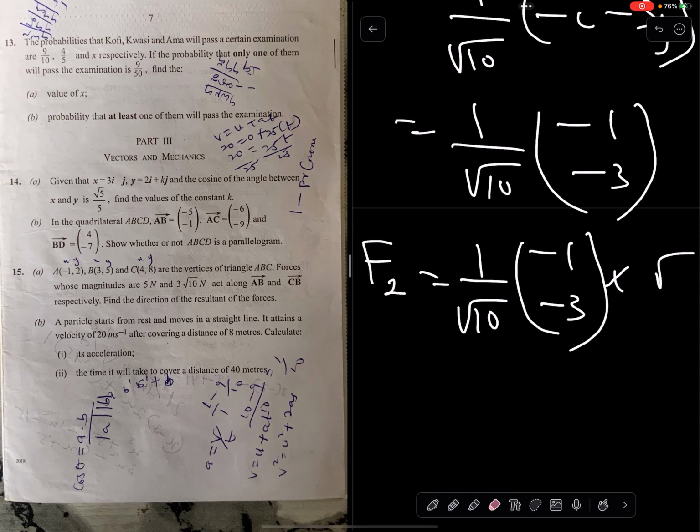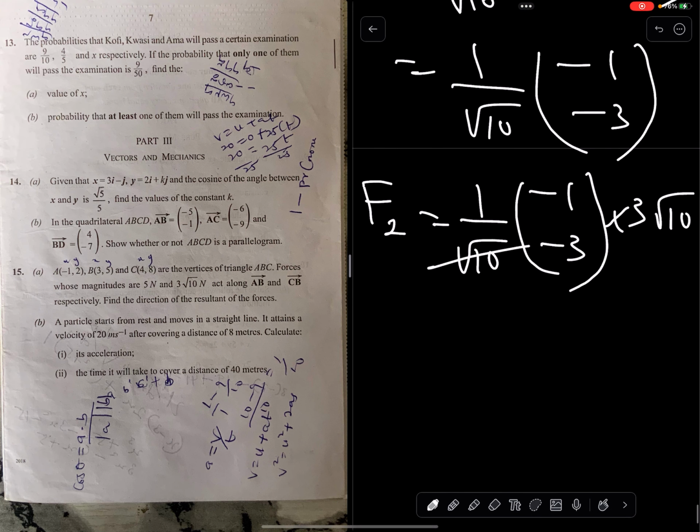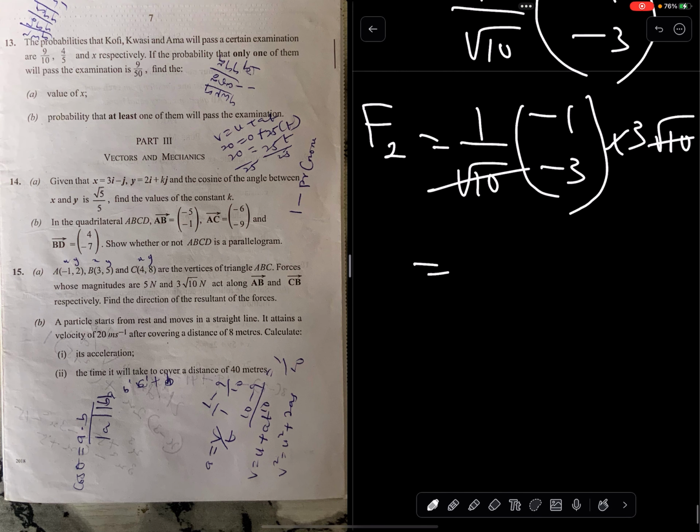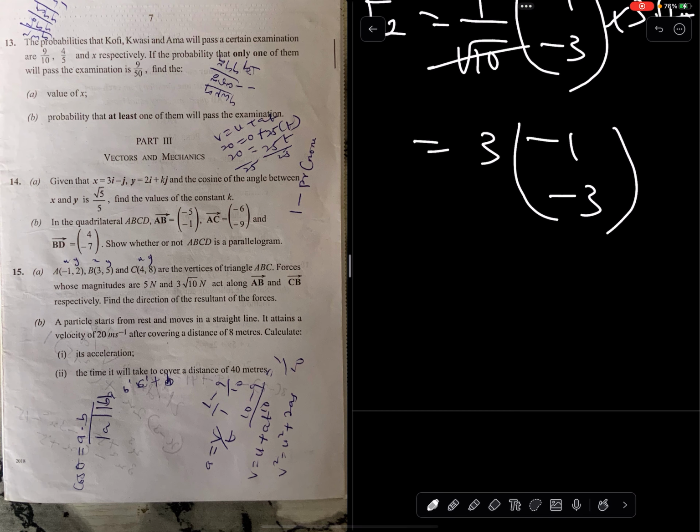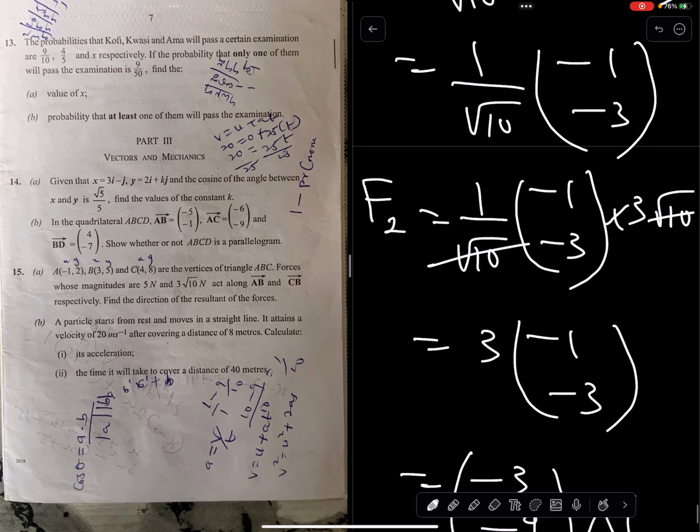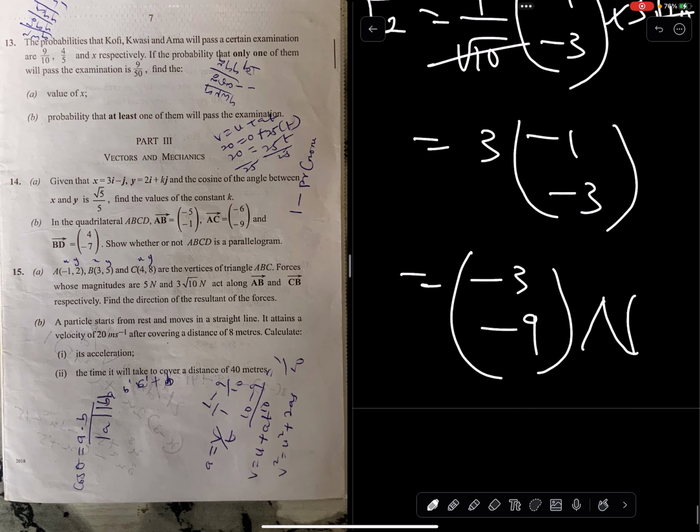The magnitude of the force acting along CB is 3 root 10, and this simply means root 10 cancels root 10, and that's going to be 3 times (minus 1, minus 3), and that's simply (minus 3, minus 9) newtons. That's the force acting along CB.